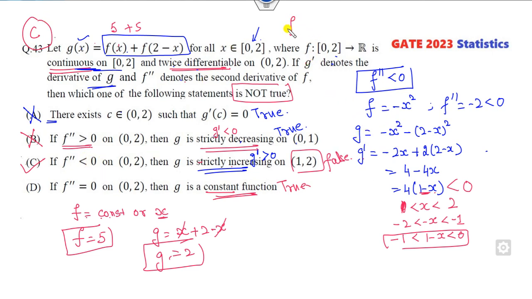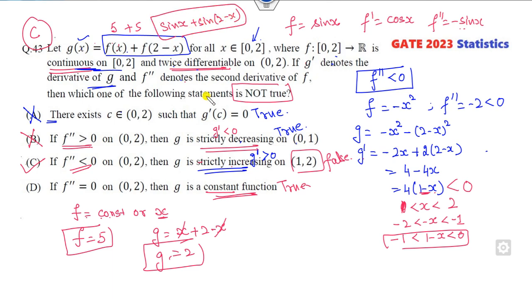You may think about it like f is my sin x. That's also true. Then f dash is my cos x, f double dash is minus sin x. So can it be always less than 0? It's satisfied, but sometimes it is difficult to prove, like sin of 2 minus x. Then how can you prove that it's decreasing or increasing? Again you have to take the derivative. It takes some calculation, but the easiest one is the polynomial.